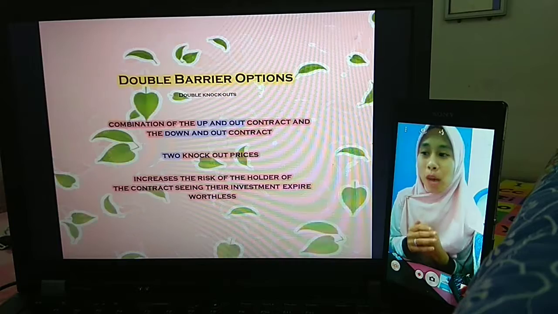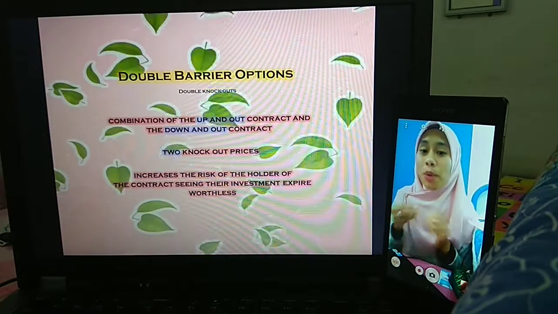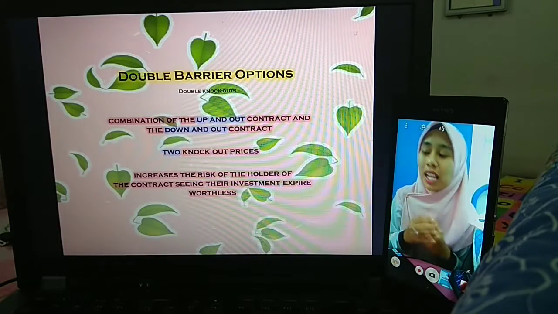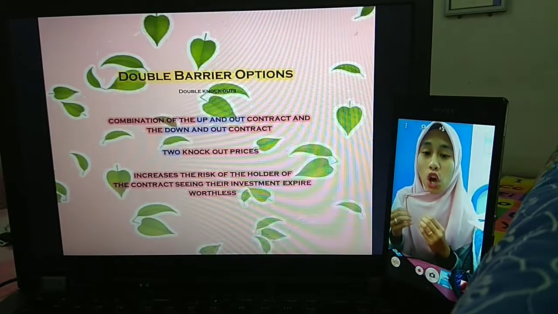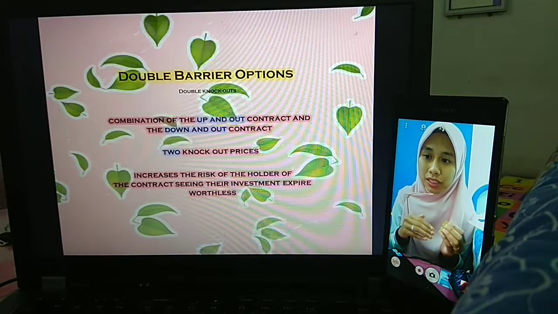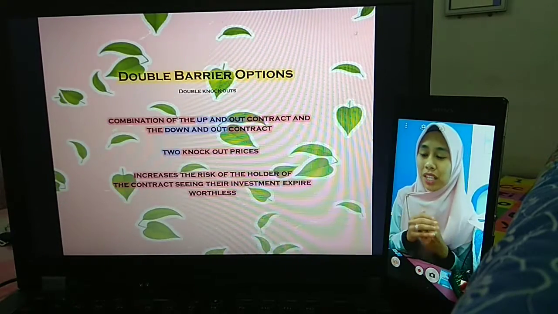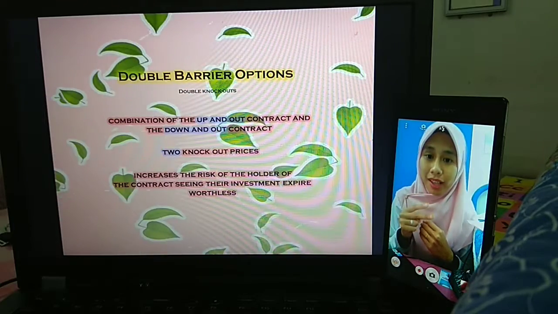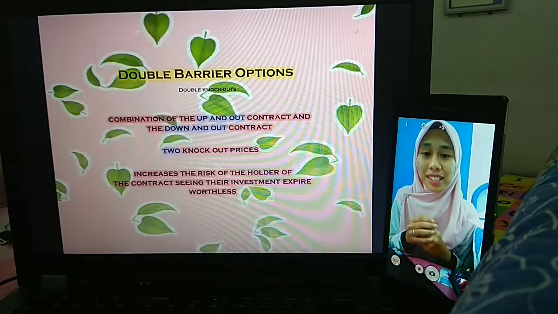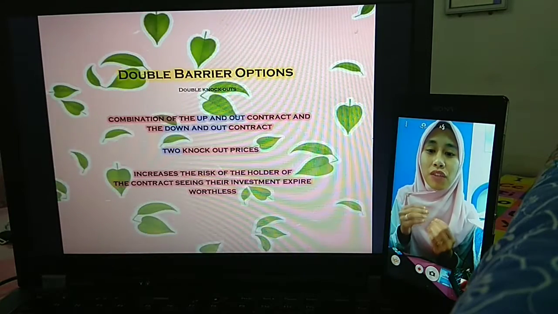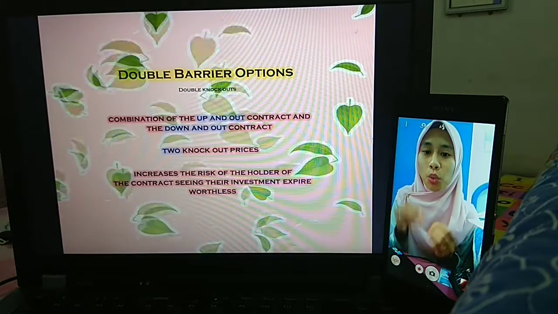Next is the double barrier option. A double barrier option can also be called a double knockout because it is a combination of the up and out contract and the down and out contract. It has two knockout prices and it increases the risk of the holder of the contract seeing their investment expire worthless.